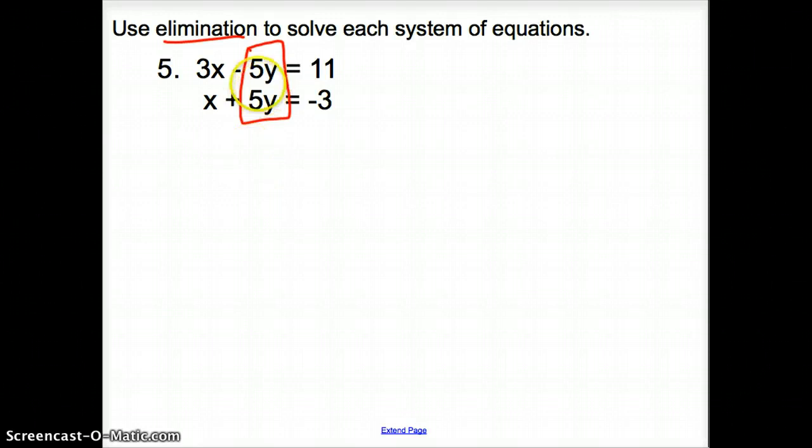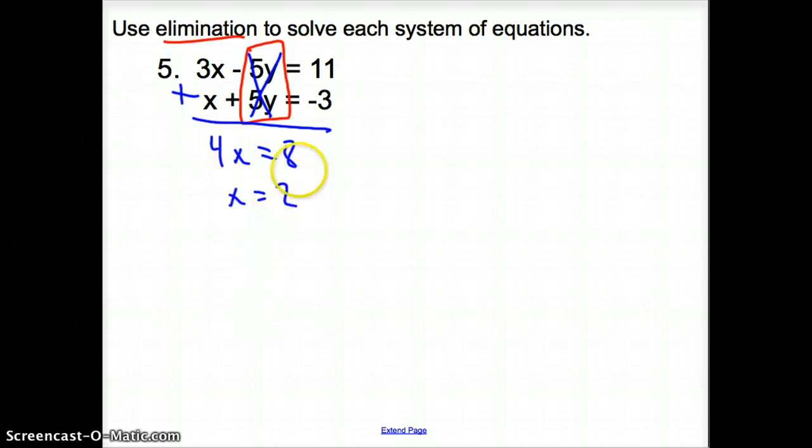So now we have to figure out, do we use addition or subtraction to get rid of the y's? Well, now I have a negative 5y and a positive 5y, so we have to add them. We have to add them to get rid of the y's, because negative 5y plus 5y is 0. So now that's going to be gone. So 3x plus x is 4x equals, bring everything else down, 8. Then we divide by 4, so x equals 2.